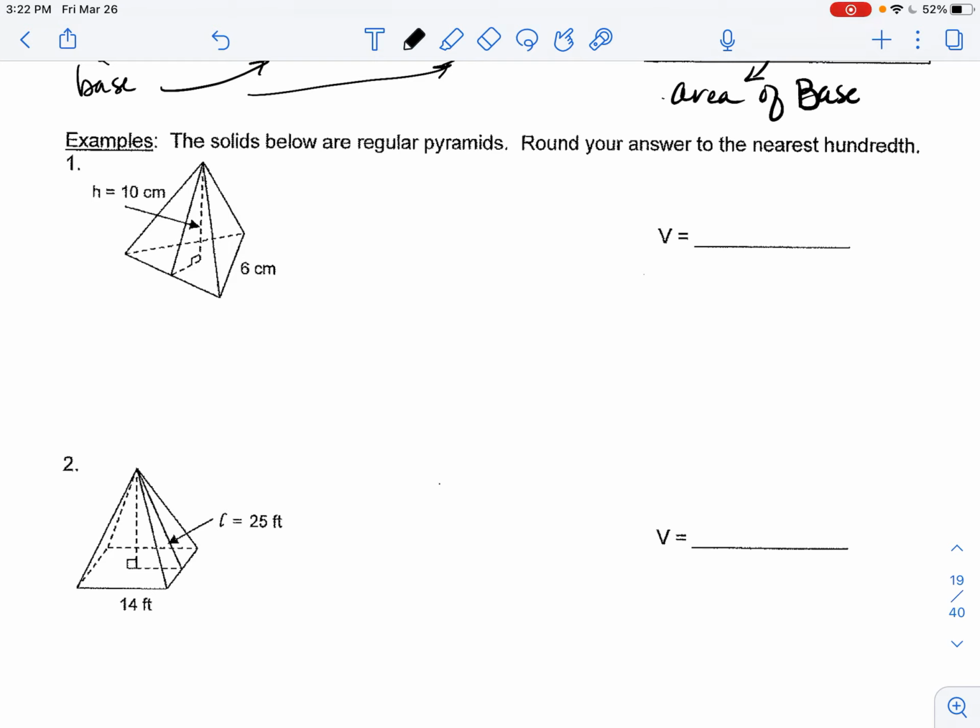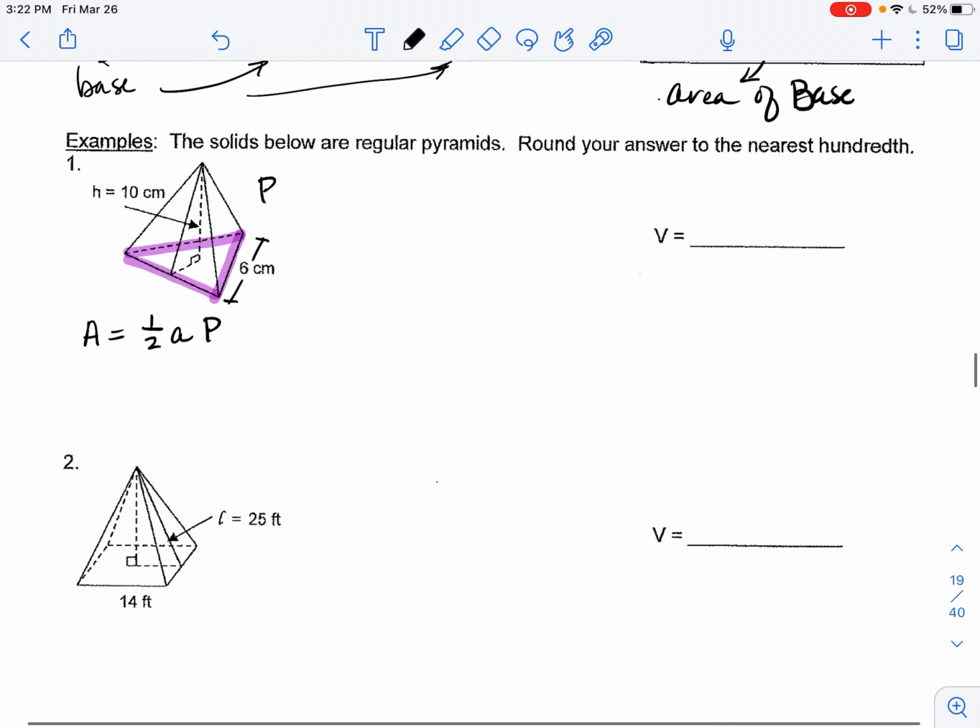Okay, so we have a base that is a triangle. The area is 1/2 the apothem times the perimeter. Okay, so what do we know? Each side of the triangle is 6, so we know that the perimeter is equal to 6 times 3, and that's 18.